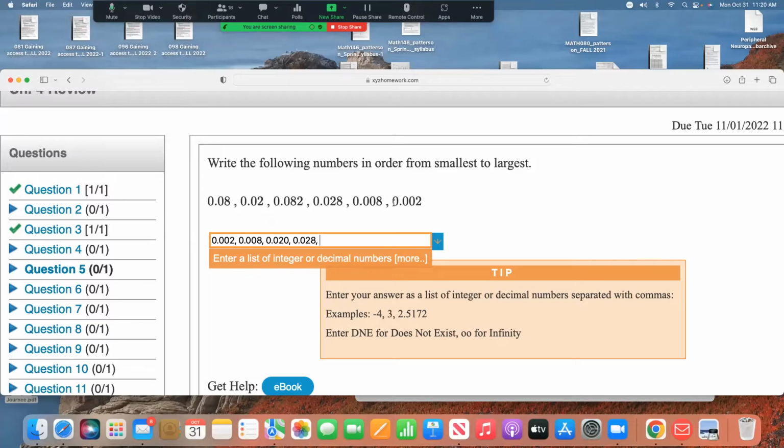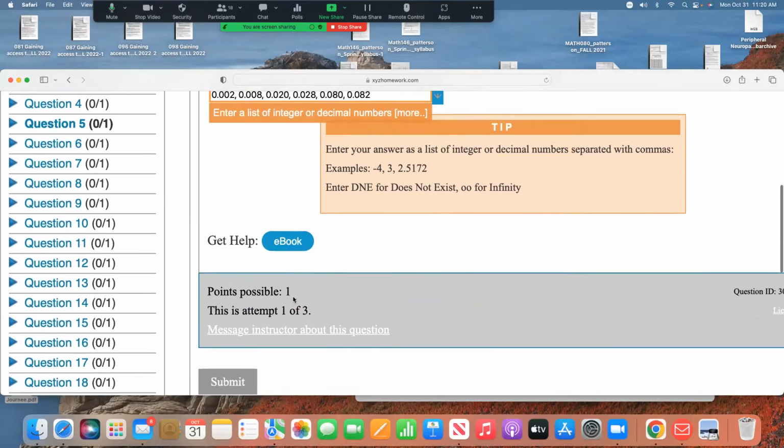Now I've gotten the plain 2, the plain 8, the plain 20, the plain 28. And now this next one would be the 80, 0.080, the first one. And finally, the biggest one is the third one down, 0.082. Let's see if I somehow got that right. Now I kept zeros on the first 2, and I have no idea if they're going to mark me wrong. So let's find out.